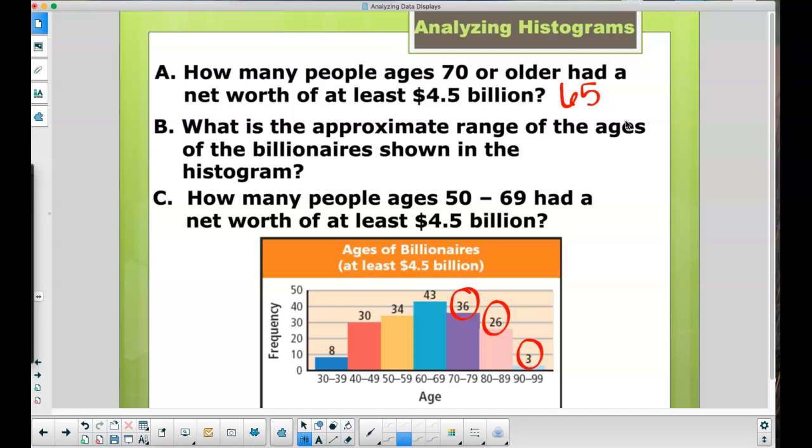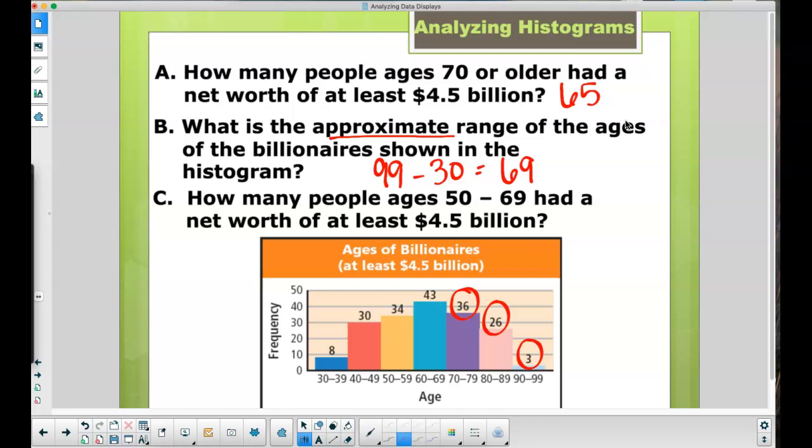So, what's possibly the highest age on this graph? Maya? 99. Do we know for sure that there's somebody 99? No. And that's why we're saying the approximate range. Okay, so the highest number is 99. What's the lowest? 30. So we subtract them. The approximate range is 69 years.